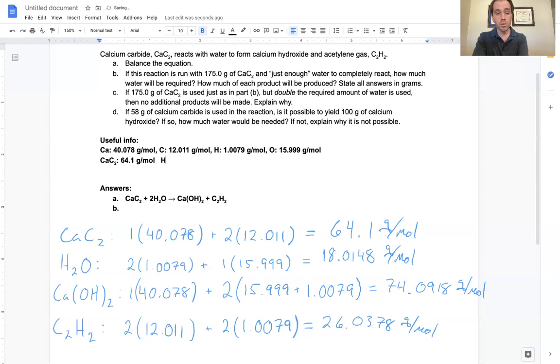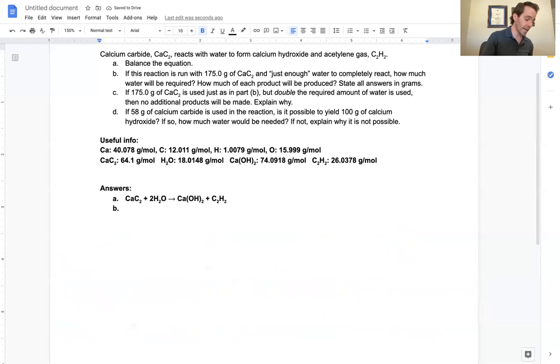The water is 18.0148 grams per mole. Calcium hydroxide is 74.0918 grams per mole, because I can read my own handwriting, even though it's terrible today. C2H2 is 26.0378 grams per mole.